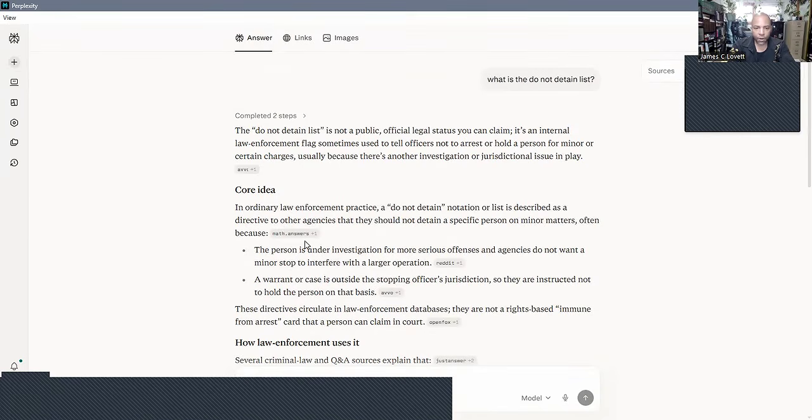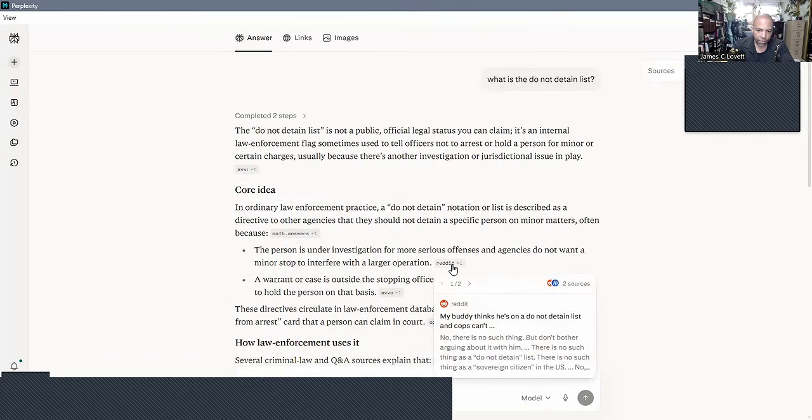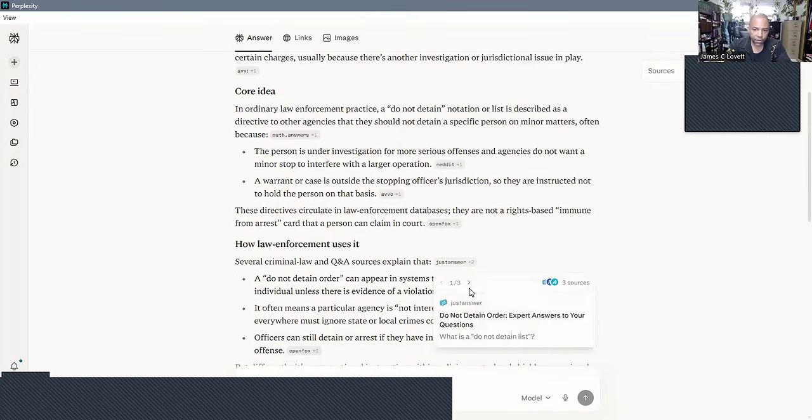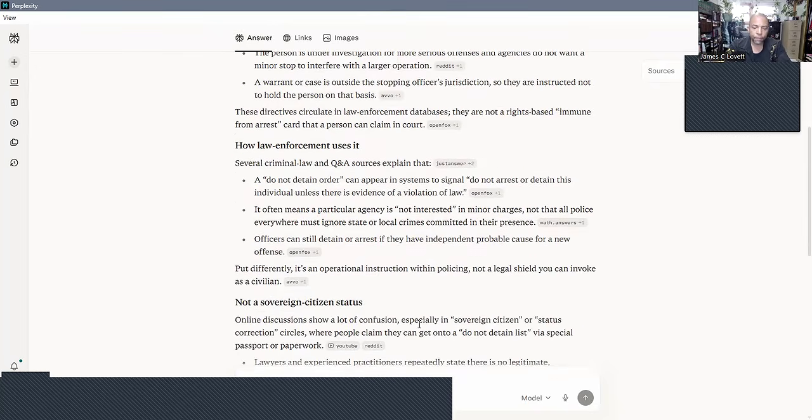Now, understand, if you look here closely, it's only pulling from the internet. It pulled from sections from Reddit. Oh, yeah, because Reddit's the truth. Just Answer, Open Fox.